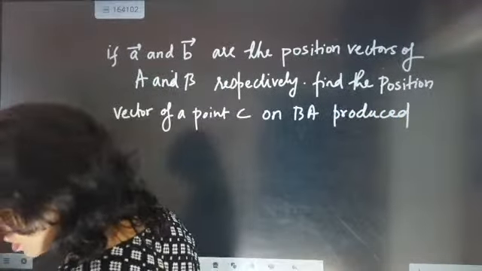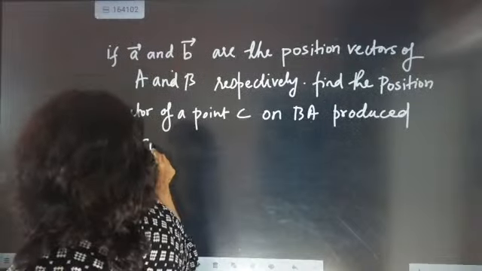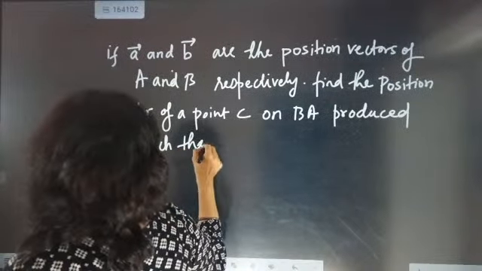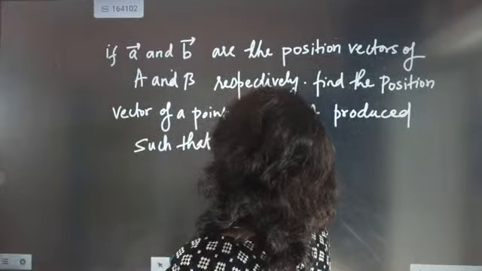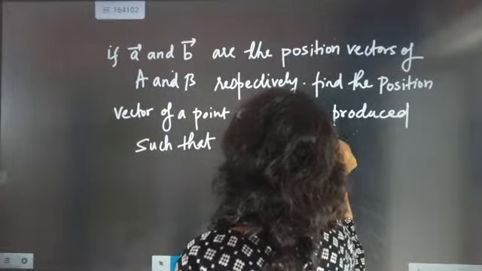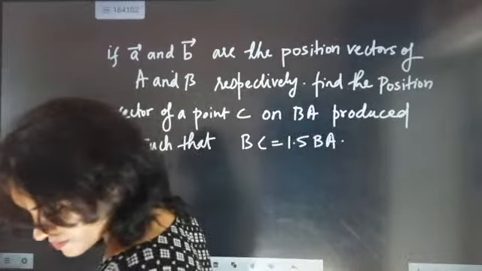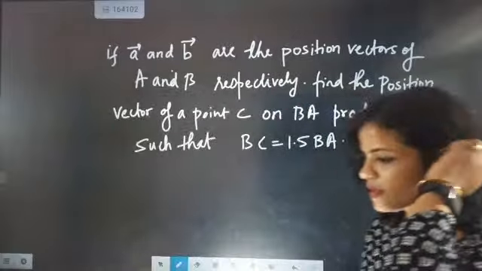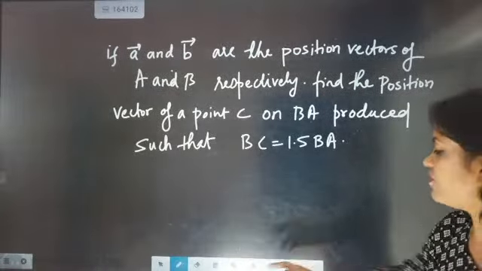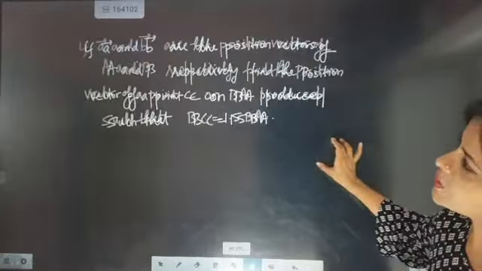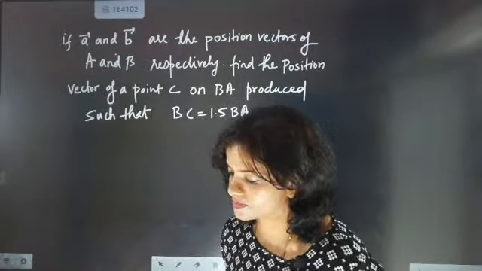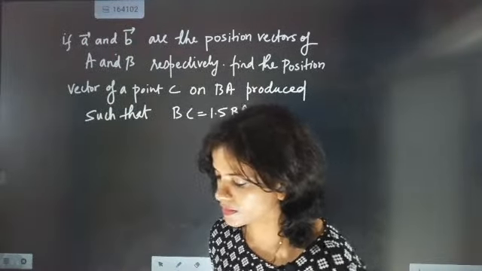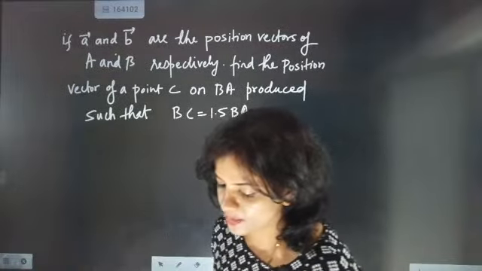Produced such that BC equal to 1.5 BA. BC is equal to 1.5 BA. This is a really stupid question because they are playing with the statements. Okay, they are exactly playing with the statement.